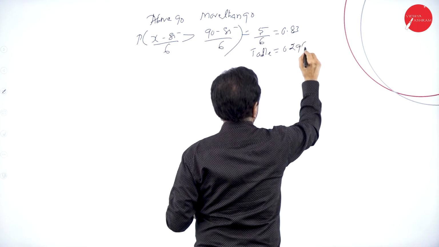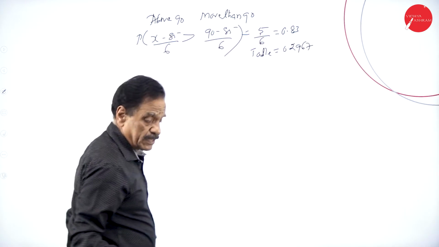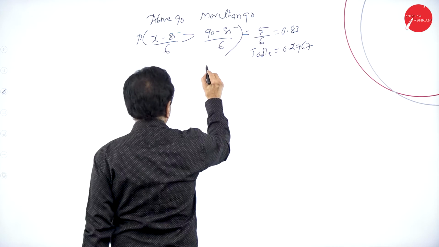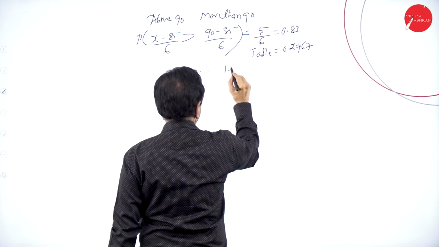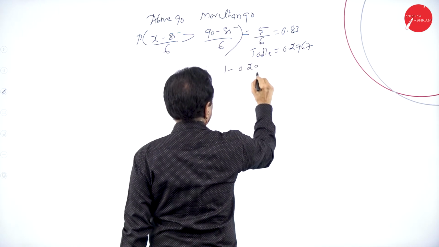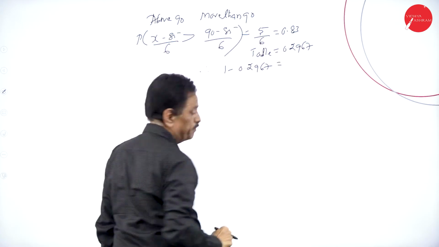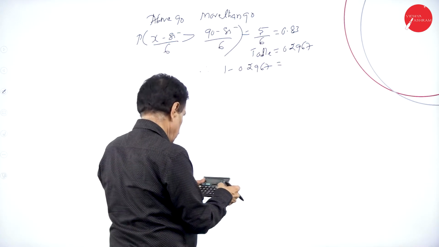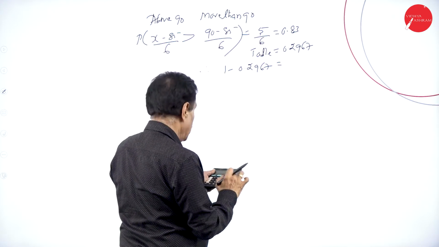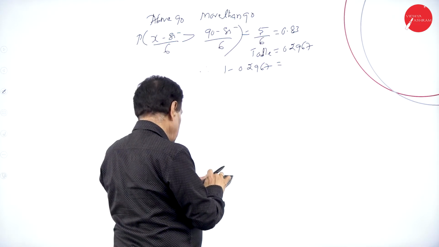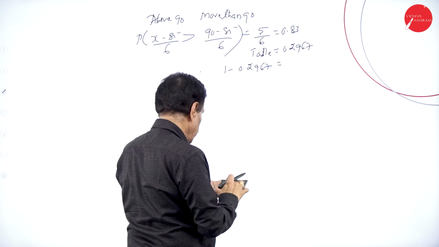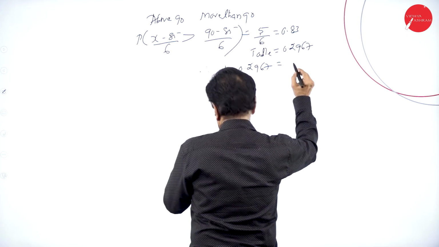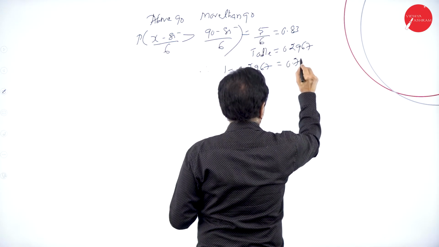0.2967. Therefore, 1 minus 0.2967 is 0.7033.